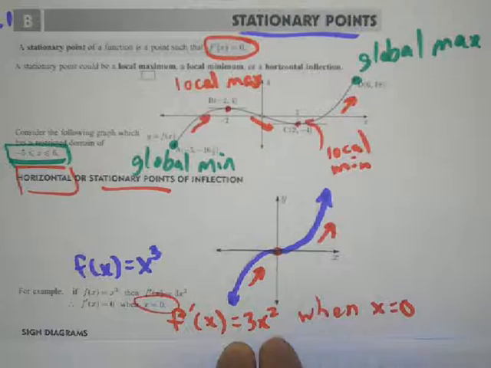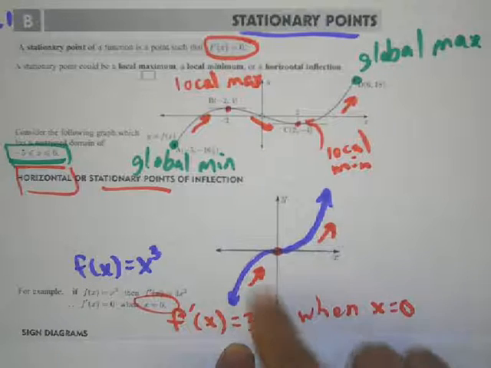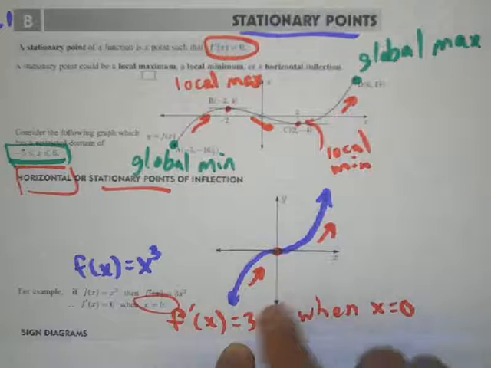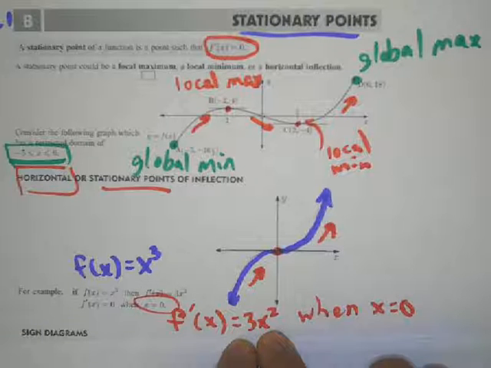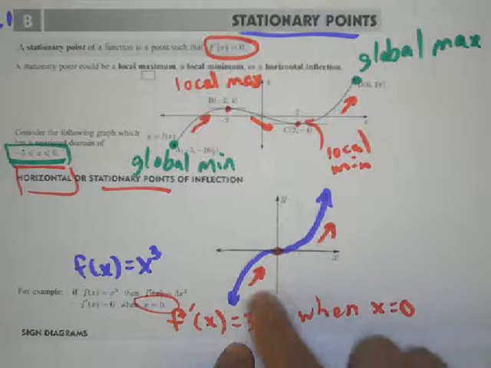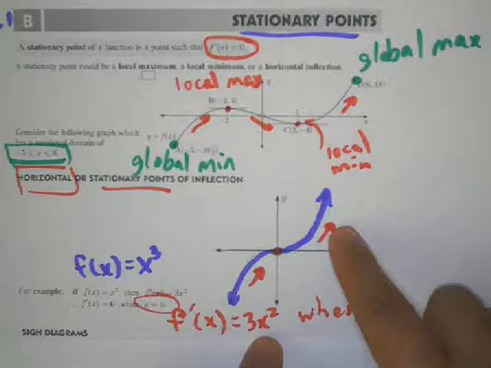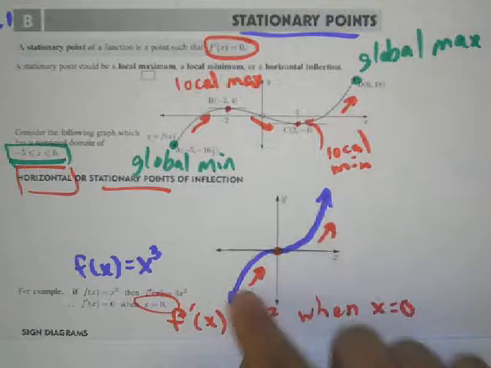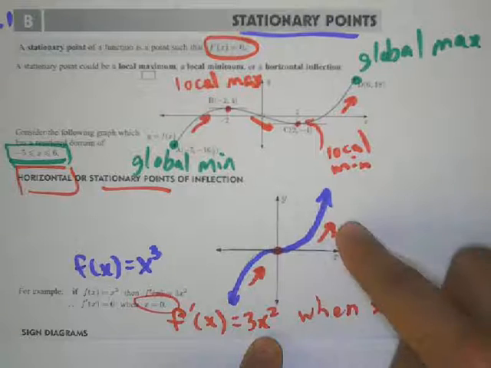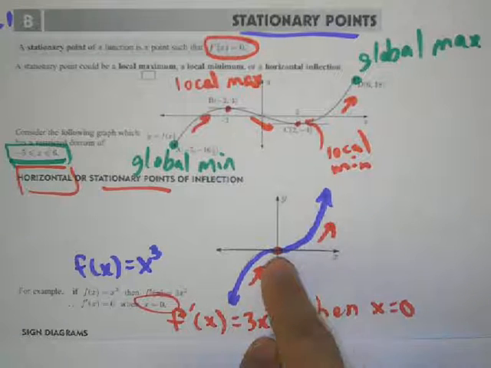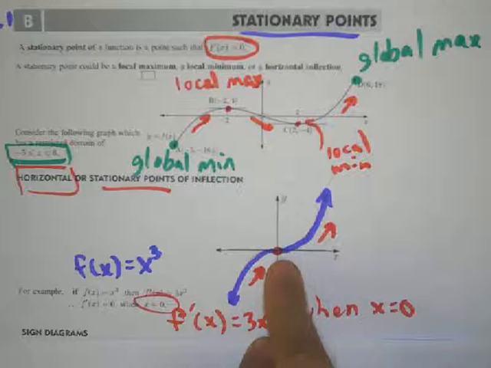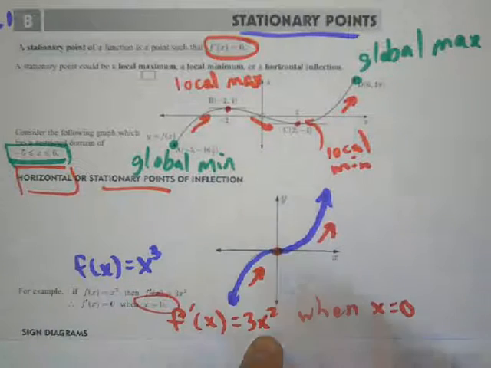Now for this equation, if I plug in negative values, 3 times a negative squared is going to give me positive. We're going to have a positive slope. And then if I plug in positive numbers, I'm going to get a positive slope. So here, it's positive slope and positive slope, but at this one point, we've got a stationary point, and this has a special name called a horizontal inflection point.